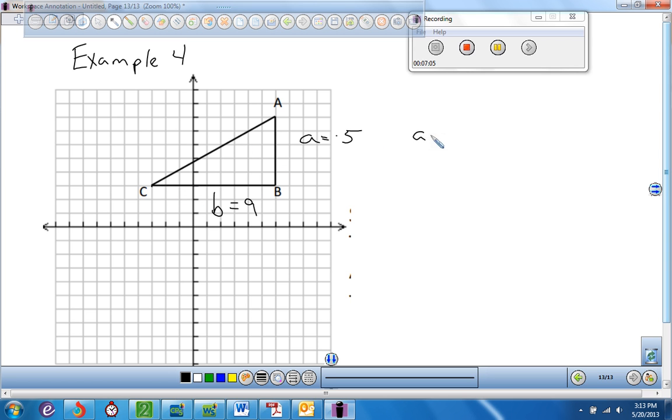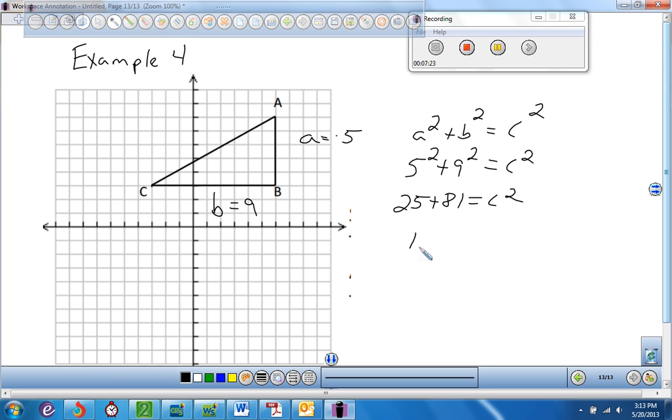Alright, so to do that, we're going to use the Pythagorean Theorem again. So we know the two legs, so we can find the hypotenuse. So we'll take 5 squared plus 9 squared is equal to C squared. So we end up with 25 plus 81 is equal to C squared. Okay, so then when we add these two together, we get 106 is equal to C squared, and take the square root. And the square root of 106 is equal to C, which is approximately 10.3.